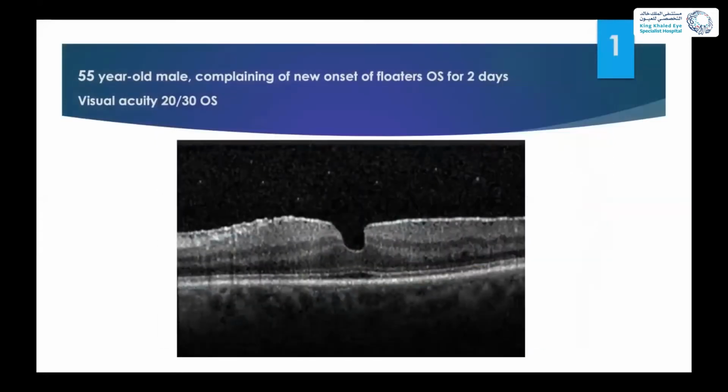After we finish each case, we will have a message to deliver for the audience. This is the first case. This is a 55-year-old complaining of new onset flutters in the left eye for 2 days. His visual acuity is 20/20 in the right eye and 20/30 in the left eye. Clinically, he doesn't have a flat retina and he doesn't have a vitreous hemorrhage. And this is his OCT.